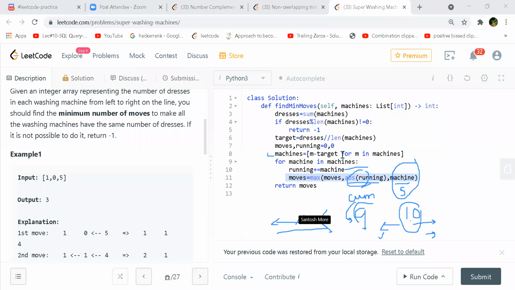Yes, that actually happens in the surplus. Thank you, I got it. We can move to the right and also to the left. We can do it in two parts. Correct. Okay, thank you very much. I got it.